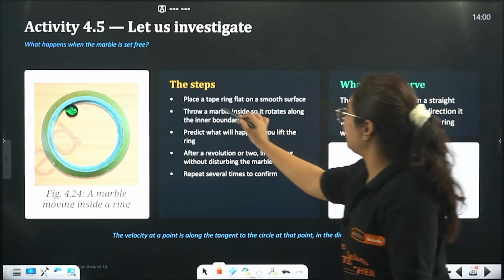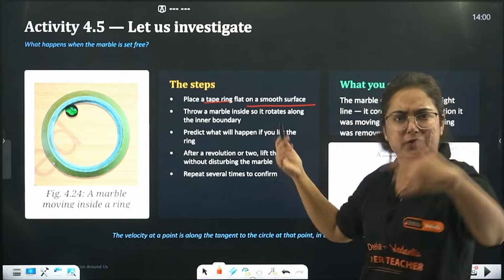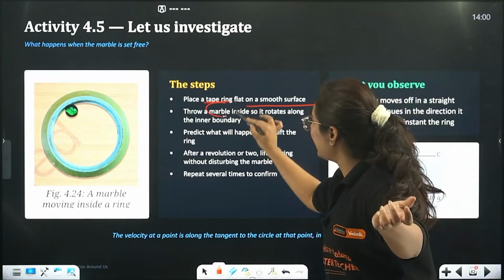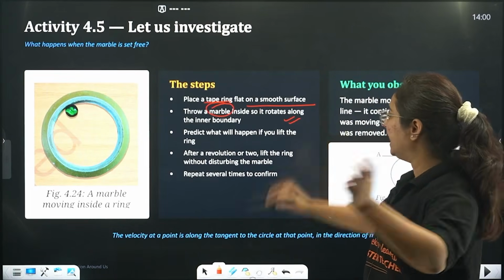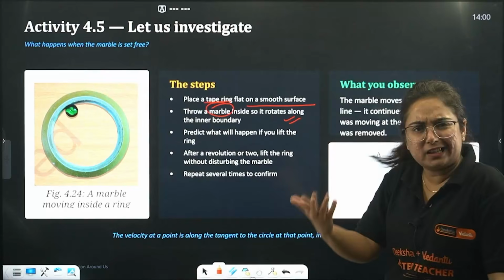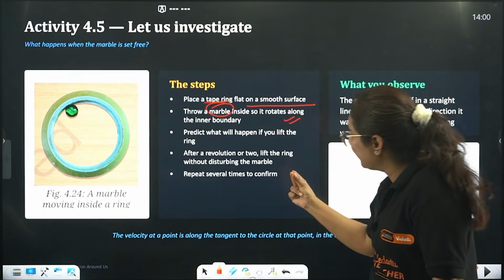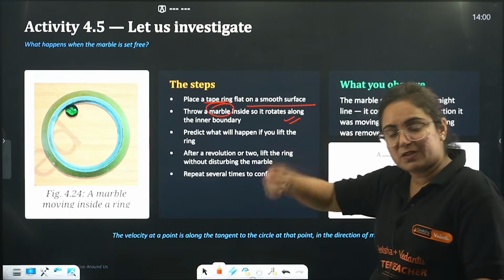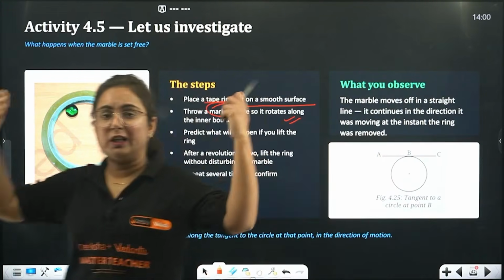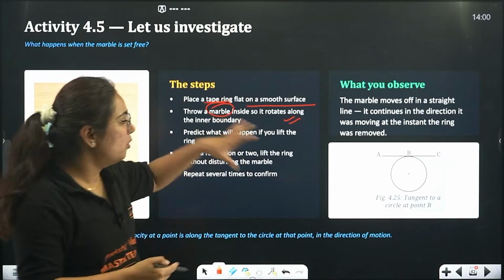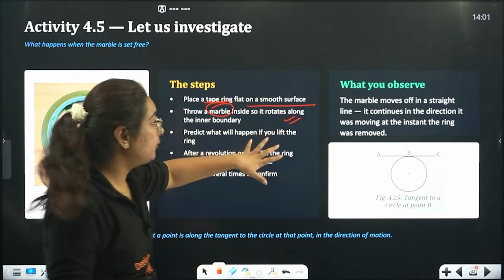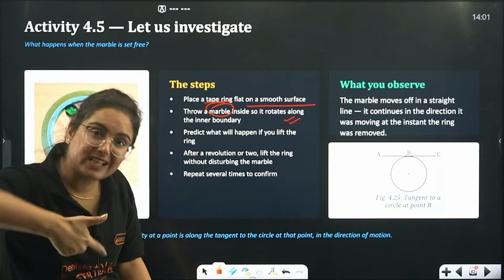So place a tape ring flat on a smooth surface. Try it today only. Throw a marble inside it. Rotate it along the inner body. Predict what will happen when you repeat it several times and then remove the tape. For a period of time it will move in the same direction. But after that, beta, it will start moving straight.